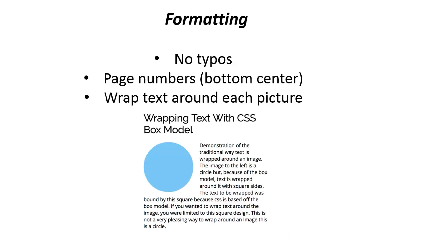Wrap text around each picture. This is a simple example. This is called the box model, where the text is clean and neat around the circle here in this illustration. You can easily find videos on how to do this. If you're in Word, there are many ways to learn how to wrap text around a picture.